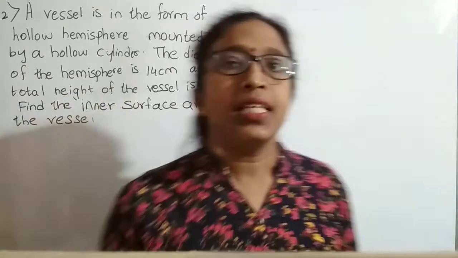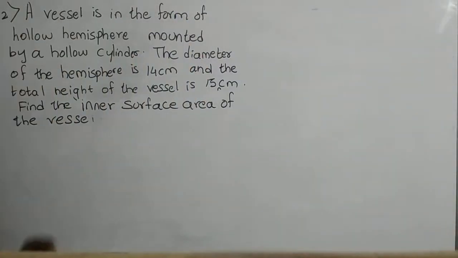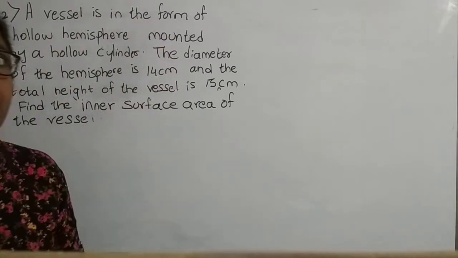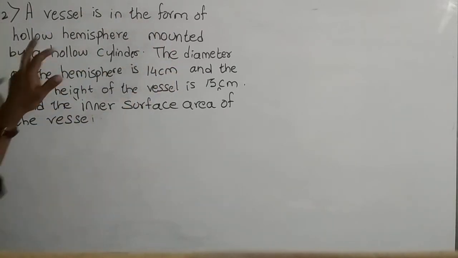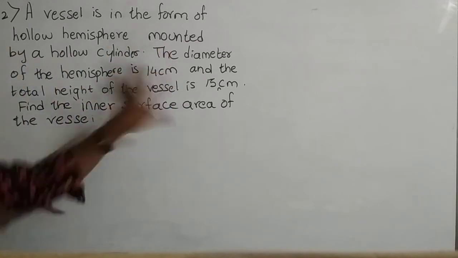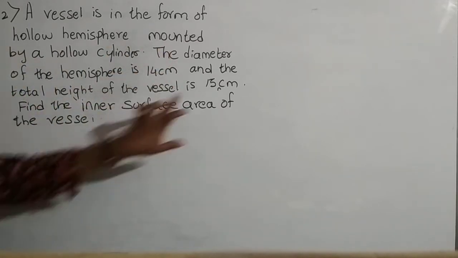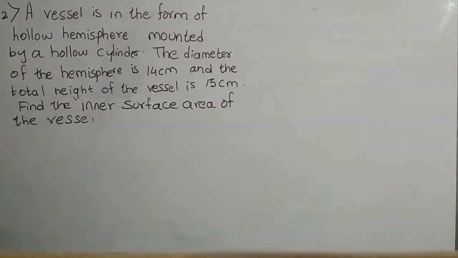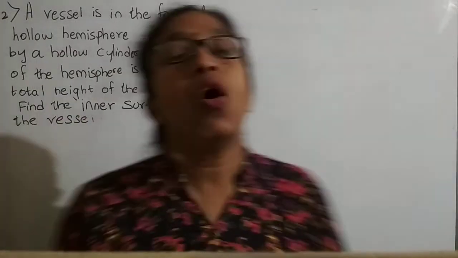Yes, coming to exercise 13.1 second sum. A vessel is in the form of a hollow hemisphere mounted by a hollow cylinder. The diameter of the hemisphere is 14 centimeter and the total height of the vessel is 13 centimeter. Find the inner surface area of the vessel.